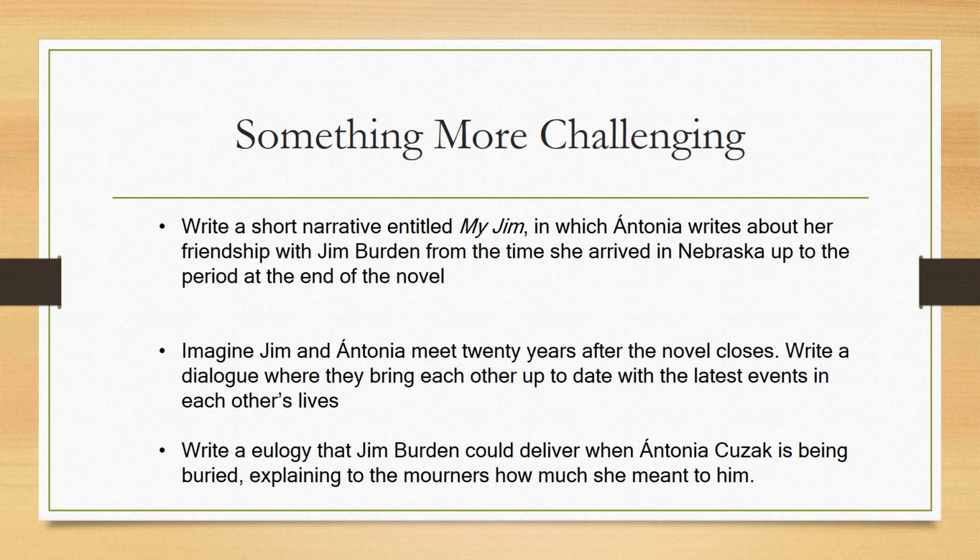More interesting and challenging still is an assignment to write a short narrative entitled My Jim, in which Ántonia Shimerda explains what Jim Burton's friendship has meant to her since her arrival with her family from Central Europe. Another exercise task I have thought of is a eulogy that an older Jim could deliver at Antonia's funeral, with this being acted out in class. There is scope too for a dramatic scene where Jim and Ántonia meet at a later stage of their lives, filling each other in on the events that have happened subsequent to the novel's events. Such a scene could be worked up in pairs and acted out in class.